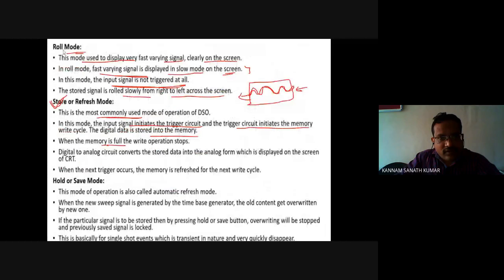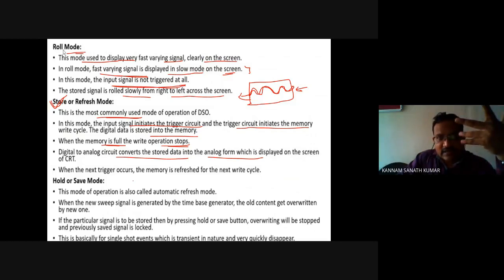When the memory is full, the write operation stops. So whatever the digital data is there, that writing into the memory will stop when the memory is full. Okay. So the digital to analog converter converts the stored data into analog form, which is displayed on the screen. That means whatever the digital data is there is converted to analog form by using the D2A converter, and it will be displayed on the CRT.